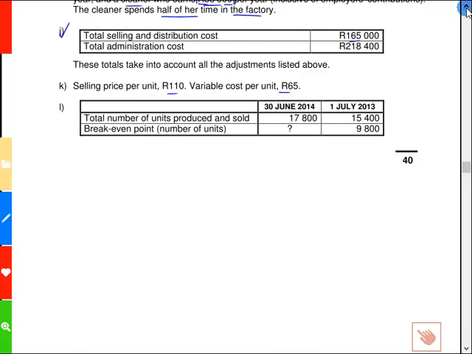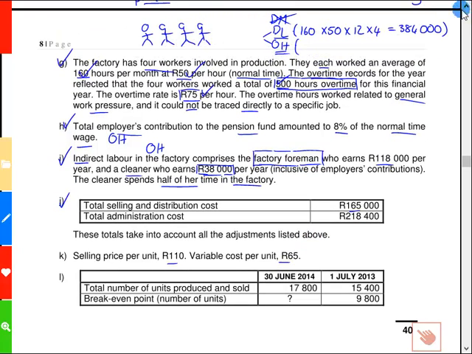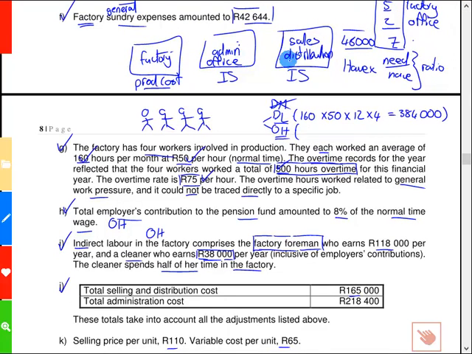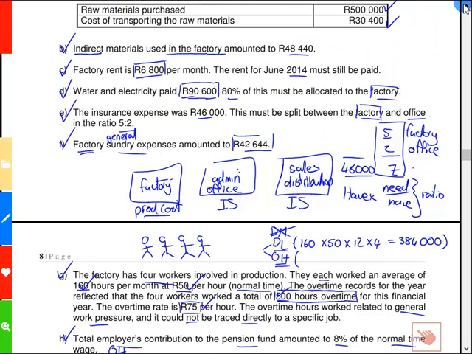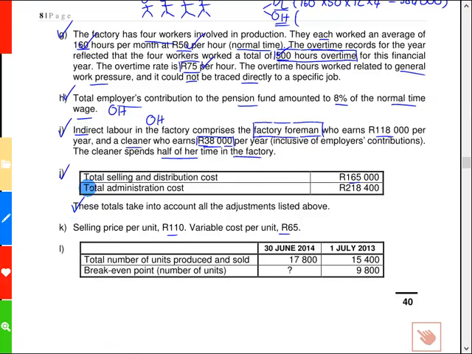Right. Then it says these totals take into account all the adjustments listed above. Why is that important? If it didn't, then we would have had to include everything that related to the admin or the sales department. So the wages for the cleaner, half of it that goes to the admin office, 20% of the water and electricity that needs to go to the admin office, and 2/7 of the insurance expense that also goes to the admin office. But luckily everything is already in there, so we can just tick that off and know that's additional information.